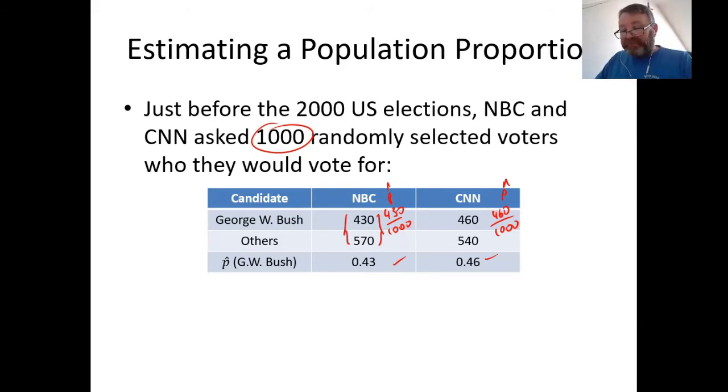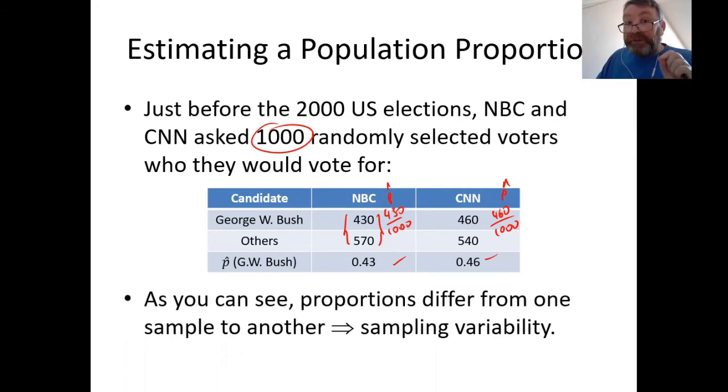So p hat for NBC, the sample proportion of those who said they would vote for George Bush, is 430 out of 1,000. P hat for CNN is 460 out of 1,000, which is again the proportion of the sample that said they would vote for George Bush. So from the two news broadcasters, we're getting two slightly different sample proportions. How can both of those different sample proportions point back to the population? Well, we've got to take it a little step further.